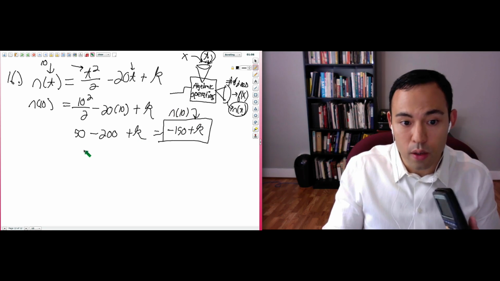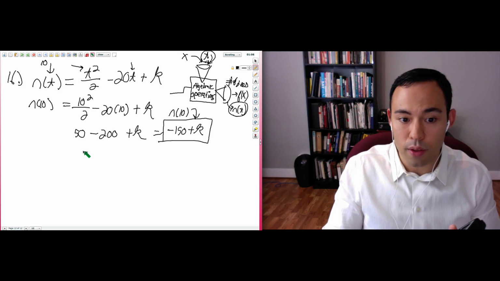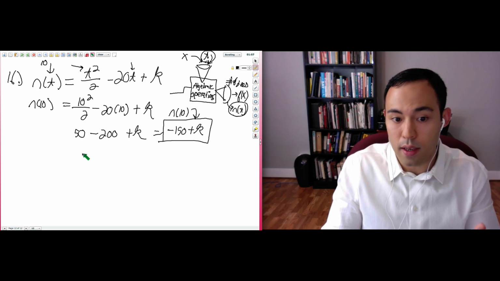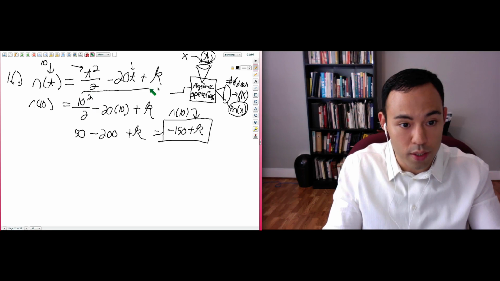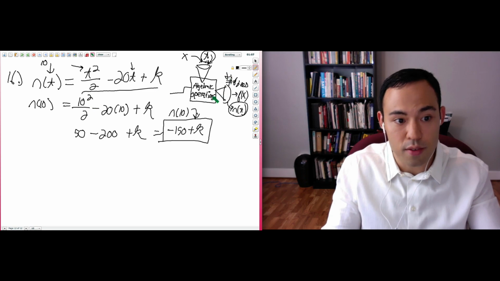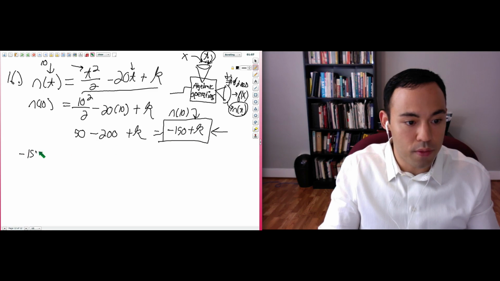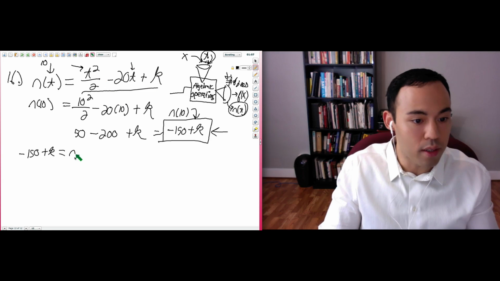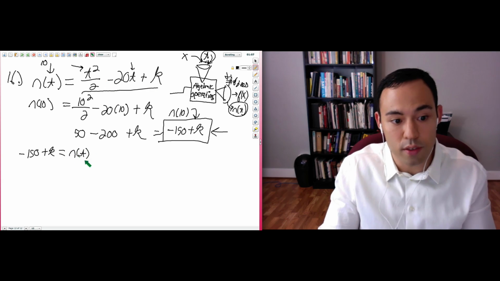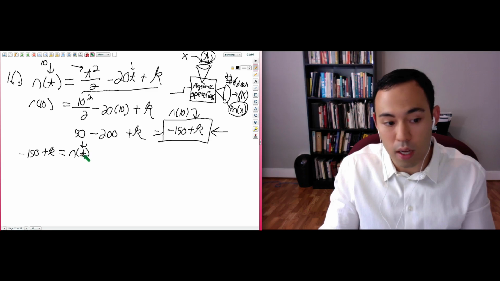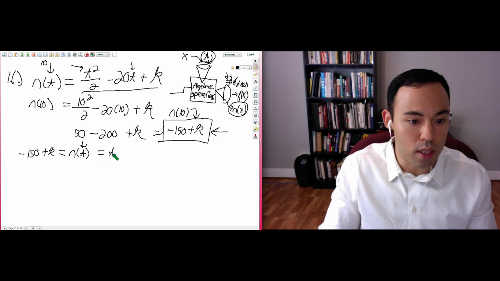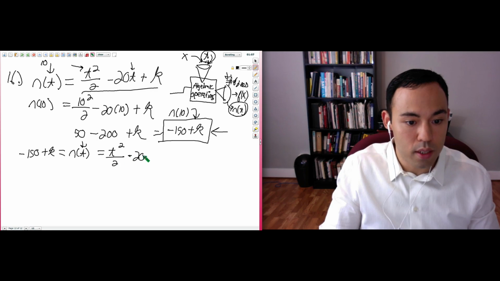Now it's wanting to know, well, how many b's are there at what other time t does this whole expression, which is the number of b's, equal to that? So we're going to go negative 150 plus k equals this whole thing, equals the number of b's. When does the number of b's at that other time t equal that? Well, now we need to set this in. So t squared over 2 minus 20t plus k.